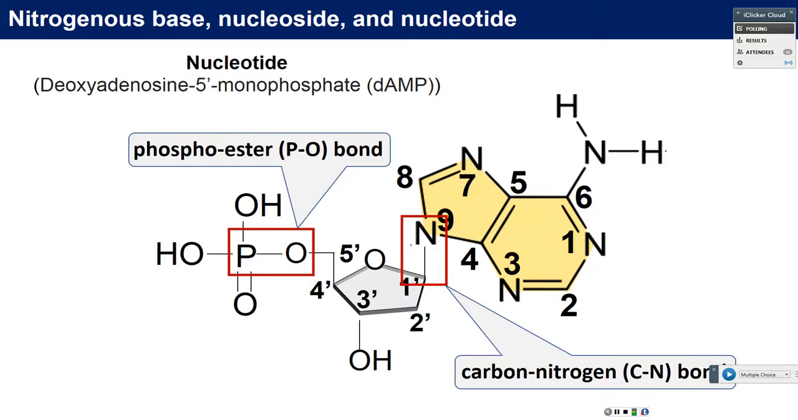Okay, so nucleotides are made of 3 components: a sugar ring, a base, and a phosphate group. The linkage between the base and the sugar ring is the carbon-nitrogen bond, right, and between the phosphate group and the sugar is a phosphoester bond.